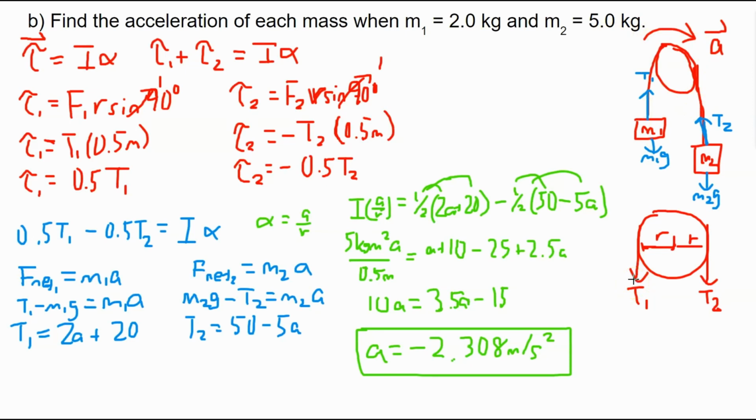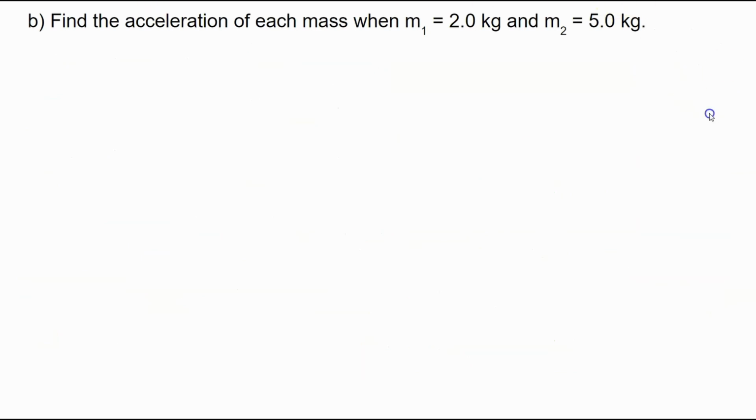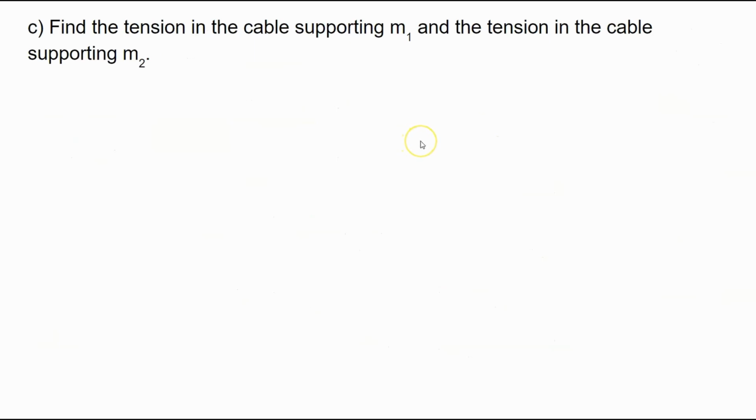So that's a lot of work just for the linear acceleration, but fortunately we still have another question to answer. So part C, find the tension in the cable supporting M1 and the tension in the cable supporting M2. Luckily, we just found the linear acceleration, and we already expressed the tension in terms of the acceleration, so this is very easy. We said that T1 was equal to 2a plus 20. So it's really all just a matter of substituting at this point.